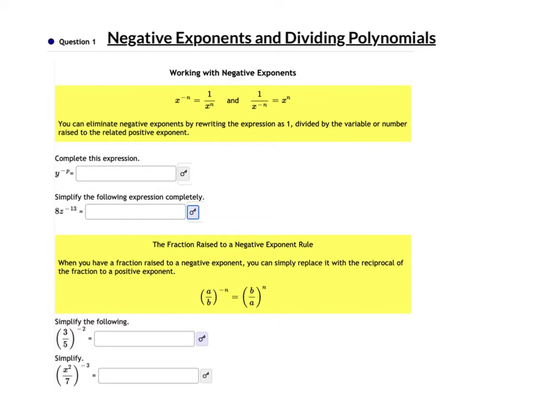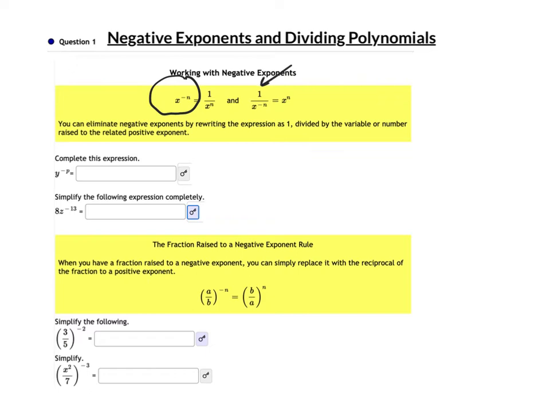The rest of this video is questions from your assignment. Question 1, we're going to start with some negative exponents here. They give you an example of what's going on. That negative power means reciprocal. Notice the negative goes away when you put it below or when you change positions.